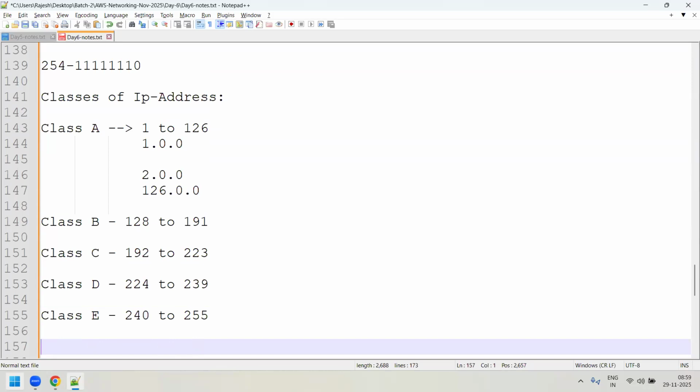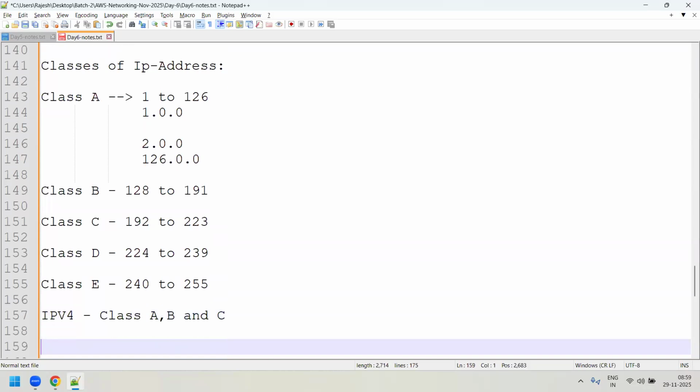Now the thing is that, guys, for our requirement, when we are using an IPv4 address, we will be using class A, class B, and class C IP addresses. We will not be using class D and class E IP addresses. Suppose you have a laptop or a desktop, and you try to assign an IP address in the class D or class E range. Your laptop will not accept it at all. So class D and class E IP addresses will not be accepted by your machine.